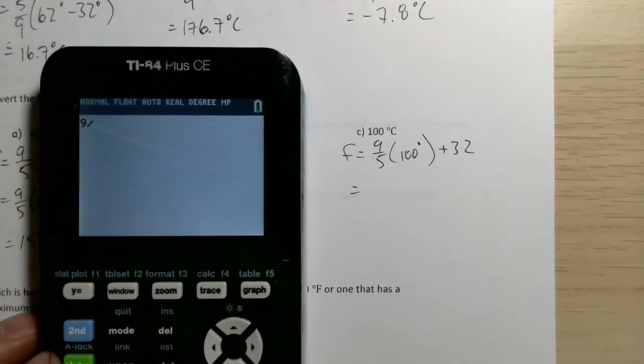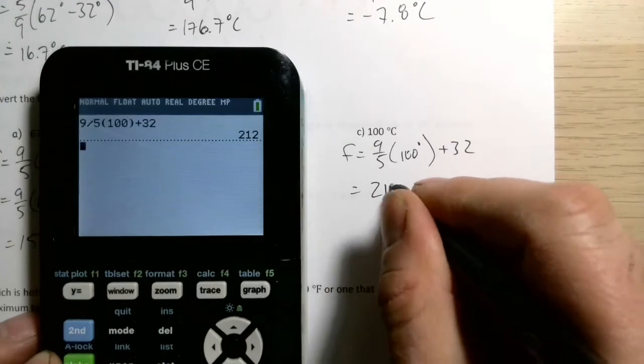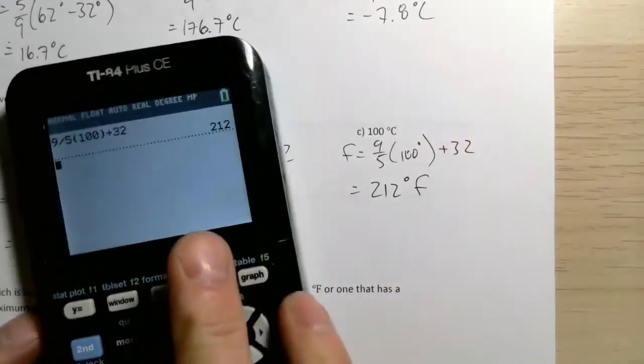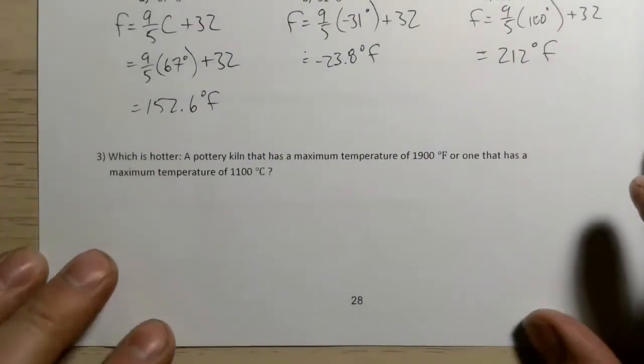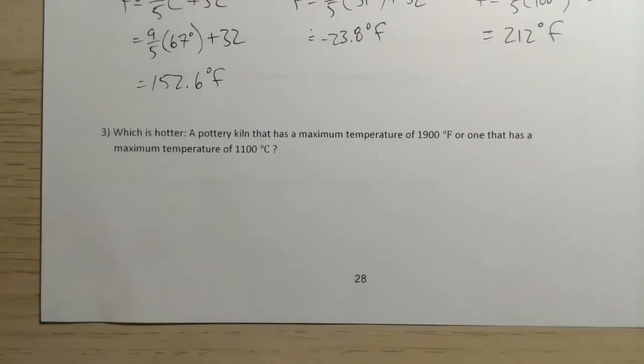So 9 divided by 5, 100 plus 32, and we get a nice 212 degrees Fahrenheit. Awesome. Let's look at another one here. Which is hotter? A pottery kiln that has a maximum temperature of 1900 degrees Fahrenheit, or one that has a maximum temperature of 1100 degrees Celsius?